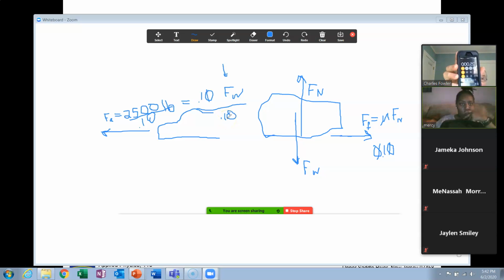And the 2 and the 5 are significant digits. Those last 3 zeros are not, but you still write them down. I mean, that's part of the answer. Okay? So your answer here is this weight, which is the same as the normal force, has to be 25,000 pounds.